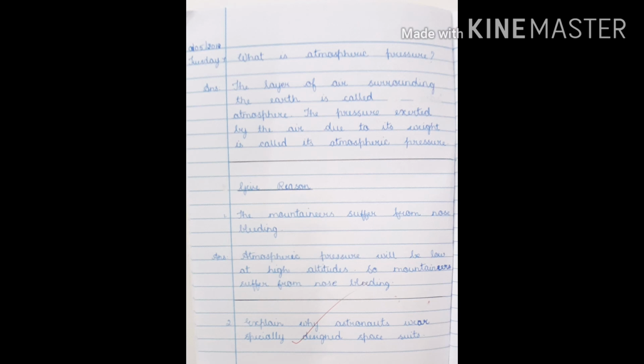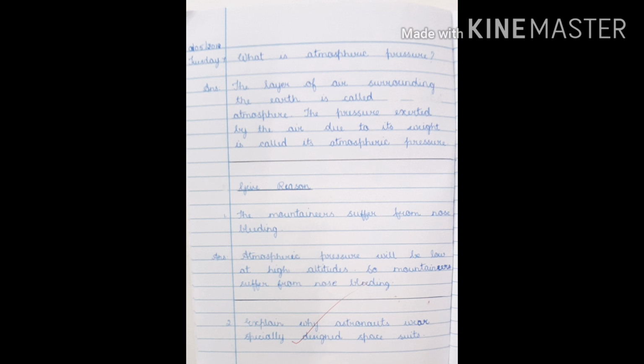What is atmospheric pressure? Answer. The layer of air surrounding the earth is called atmosphere. The pressure exerted by the air due to its weight is called its atmospheric pressure. Give reason. First question. Mountaineers suffer from nose bleeding. Atmospheric pressure is low at high altitudes. So, mountaineers suffer from nose bleeding.